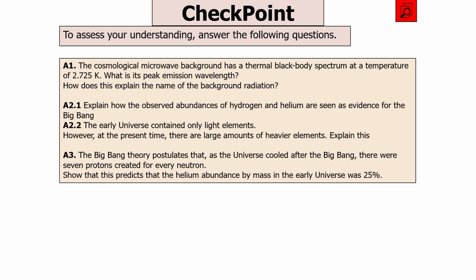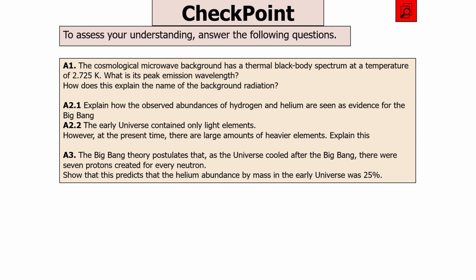The next question says, the cosmic microwave background has a thermal blackbody spectrum at a temperature of 2.725 Kelvin. What is the peak emission wavelength, and how does this explain the name of the background radiation? Then explain how the observed abundances of hydrogen and helium are seen as evidence for the Big Bang. Then the early universe contained only light elements. However, at the present time, there are large amounts of heavier elements.